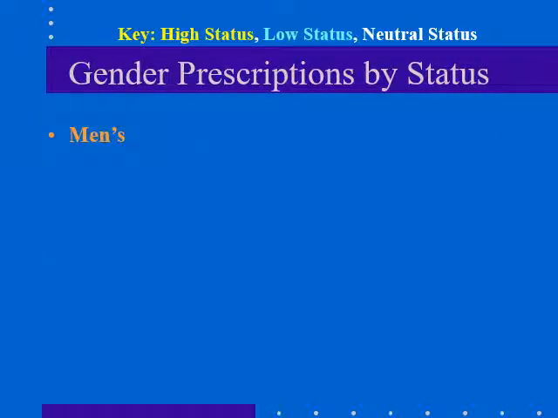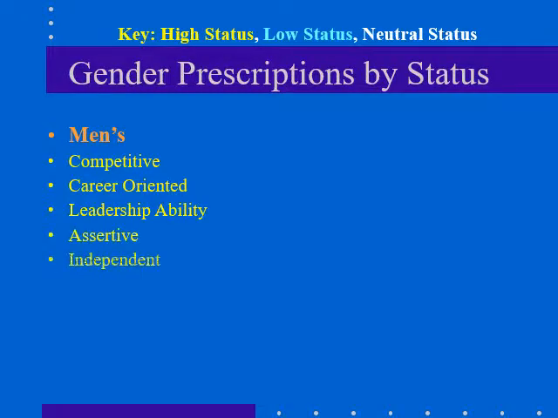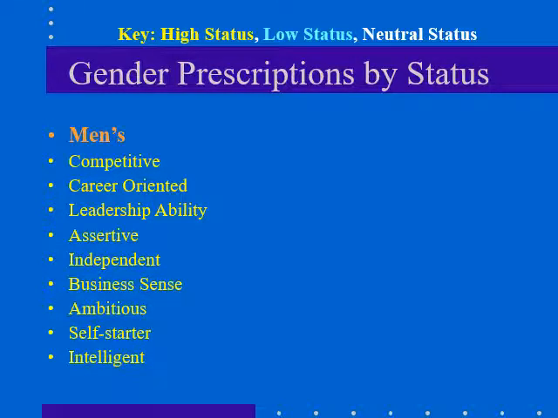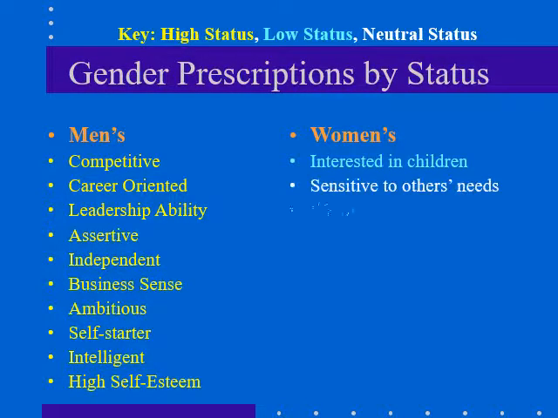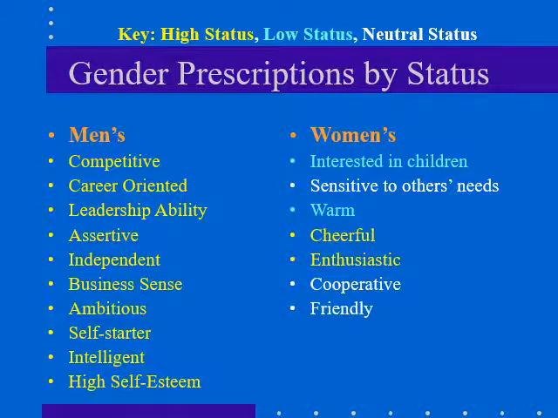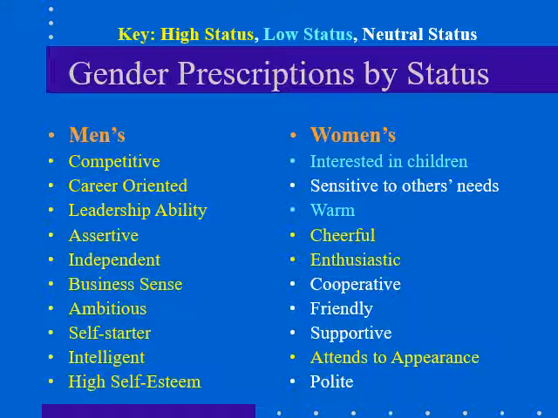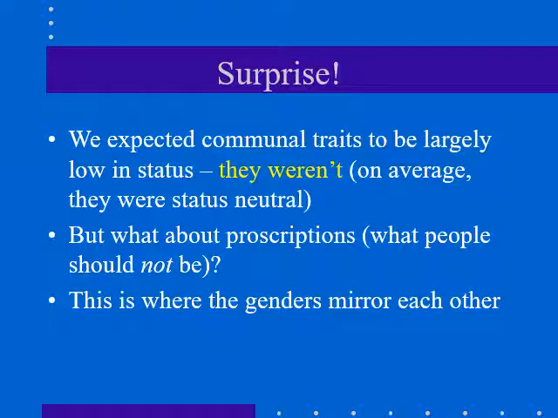So in this slide, the key is yellow is high status, blue is low status, white is neutral status. You look at men's and you see that they're all yellow, meaning men's gender prescriptions are high in status. What about women's communality? There's a low status, a neutral, low, high status, high status. Cooperative is neutral in status; friendly, supportive, attends to appearance. Well, that's something high status people do more than, I guess, bums. And then polite, which is neutral in status. So there's not a lot here to suggest that women's prescription to be communal has anything to do with status. Super interesting. That was a big surprise because we expected communal traits to be low in status. They weren't. On average, they were status neutral.